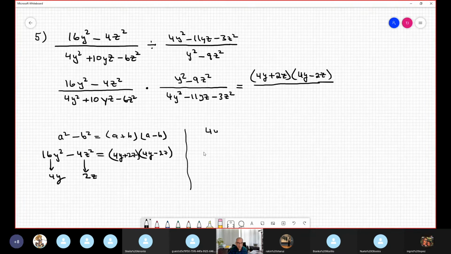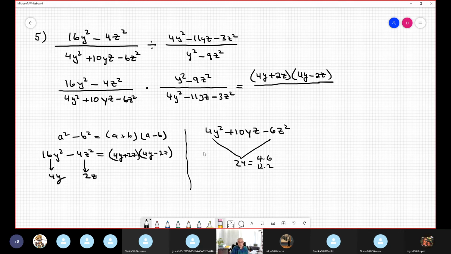The second is 4y squared plus 10yz minus 6c squared. This is a complicated trinomial, right? And also, wow, we have two variables. You multiply 4 times 6, it's 24. I don't care about the sign, it's 24. And for the combination, we have two combinations. We have 4 and 6, because 4 times 6 is 24, and 4 plus 6 is 10. But we have another combination, 12 and 2, because 12 times 2 is 24, and also 12 minus 2 is 10. So we have two combinations.